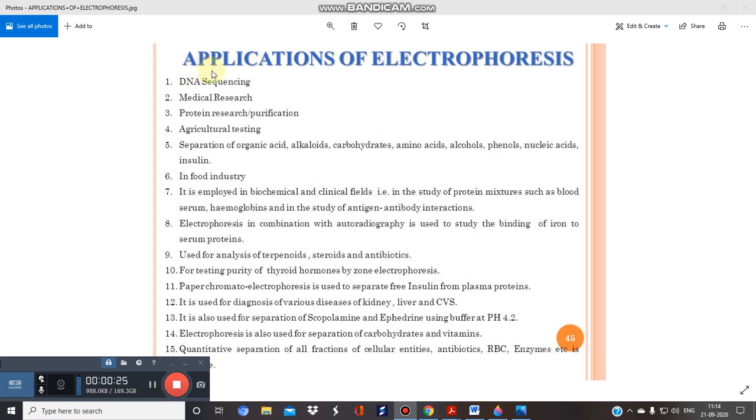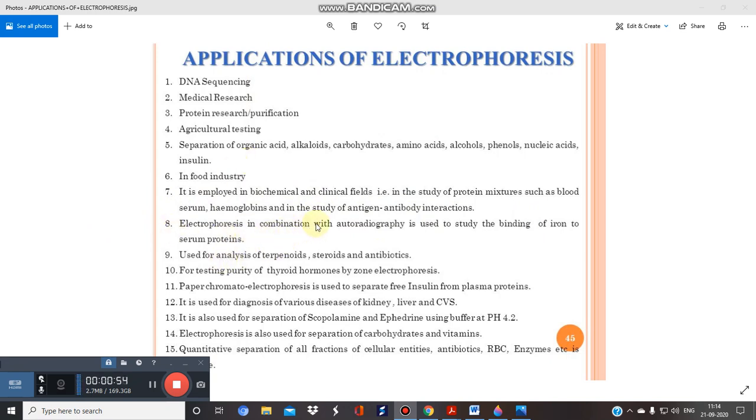It is widely used in medical research, in protein research, for purification purposes. It is also used for agriculture testing, separation of organic acids, alkaloids, carbohydrates, amino acids, alcohol, phenols, nucleic acid, and also insulin. Widely used in the food industry, it is employed in biochemical and clinical fields, that is in the study of protein mixtures such as blood serum, very important. That's why it is used in forensic science, in criminology also it has wide applications.